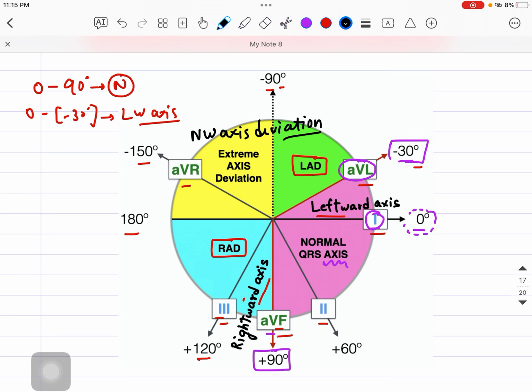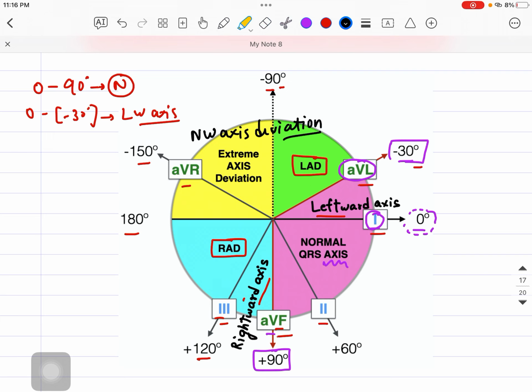So usually you will find that some people have normal axis, some people have the leftward or rightward axis deviation, or some people have the left axis deviation or the right axis deviation, right? So usually we don't see the northwest or the extreme axis deviation. That is kind of a rare thing. So here we need to deal with which kind of leads basically, guys.